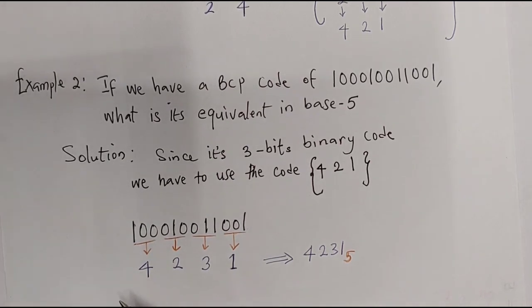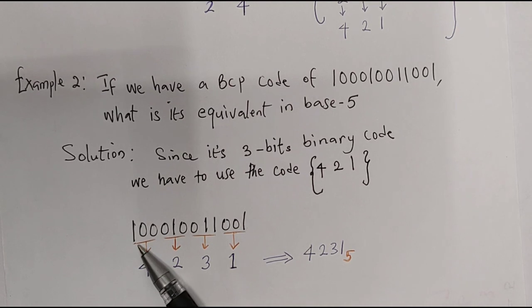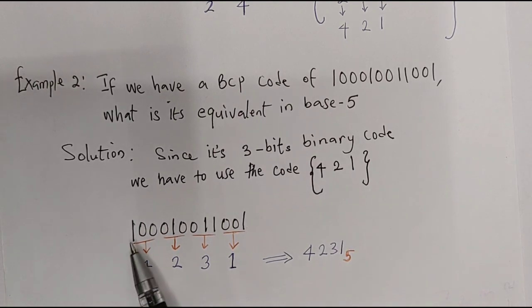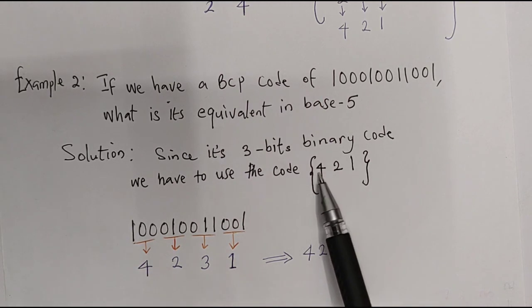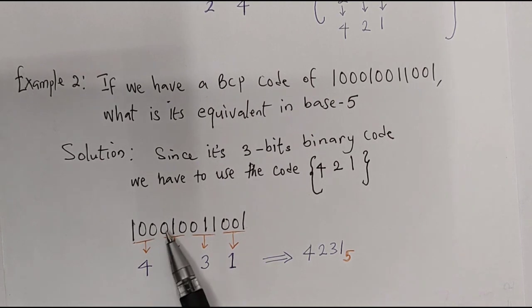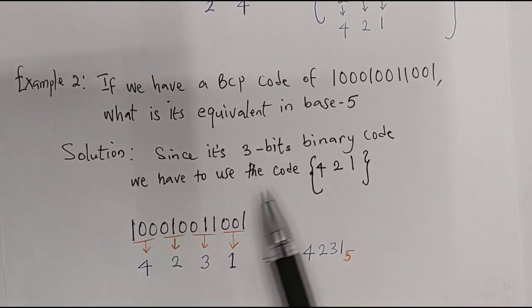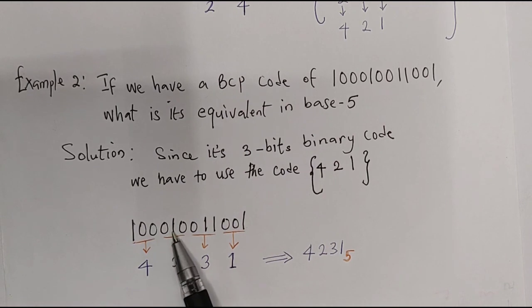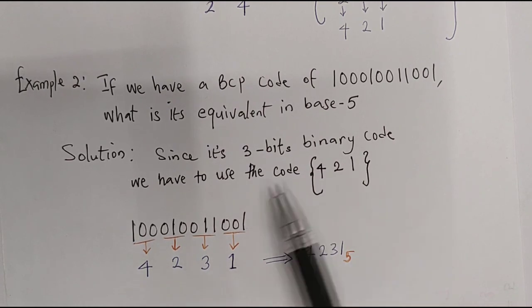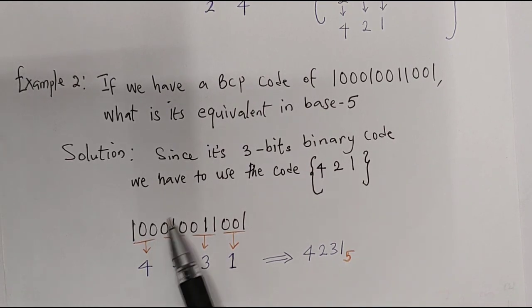So let's start decoding these groups and representing them in digits. Since we know the formula, which is 421, let's check the first group. The first digit has 1, it means 4 is present, and the rest of the digits, which are 00, mean 2 and 1 are absent. So this group represents 4. For the next group, the first digit is 0, it means 4 is absent. The second digit is 1, so 2 is present. Then the third digit is 0, it means 1 is absent, so we have just 2. So this group represents 2.